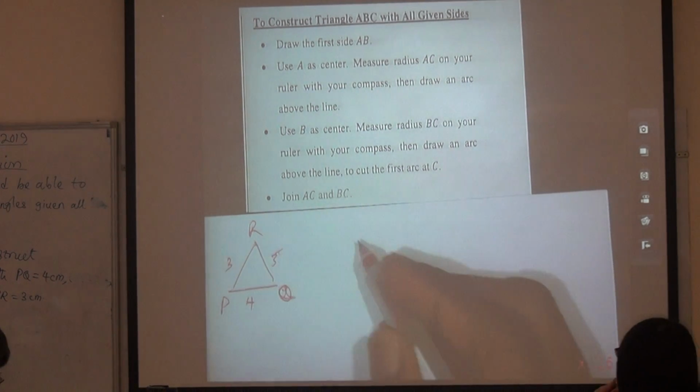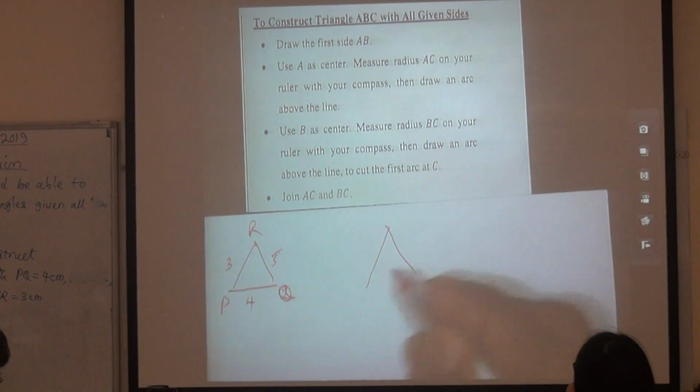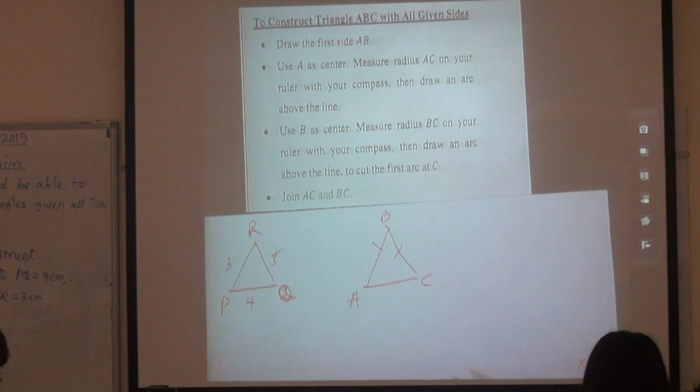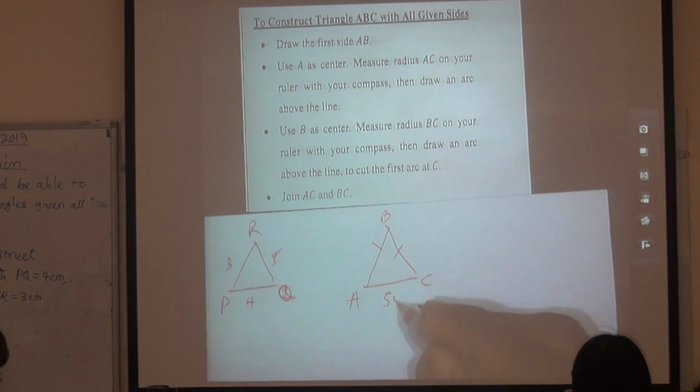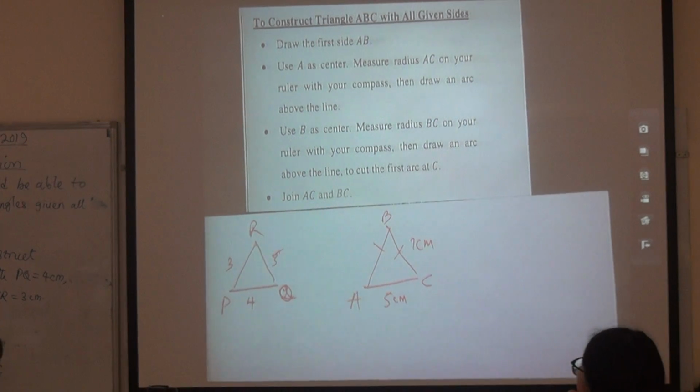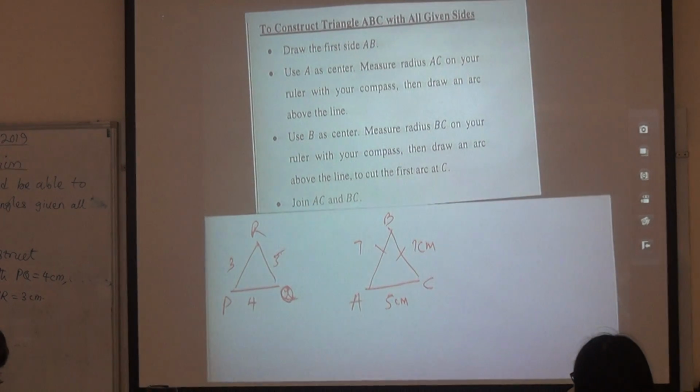So I'm going to just do number 2. And the sketch of number 2 looks like this. ACB, isosceles triangle, 5 centimeters, 7 centimeters. Oh, the third side is missing. But it's not missing. It's what? 7.